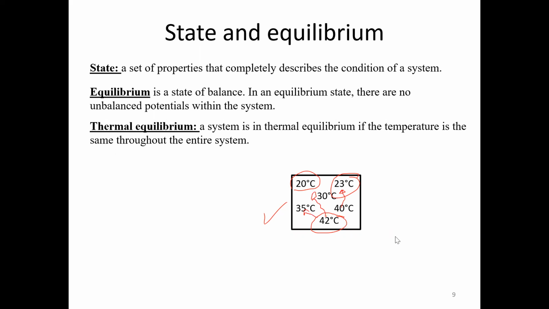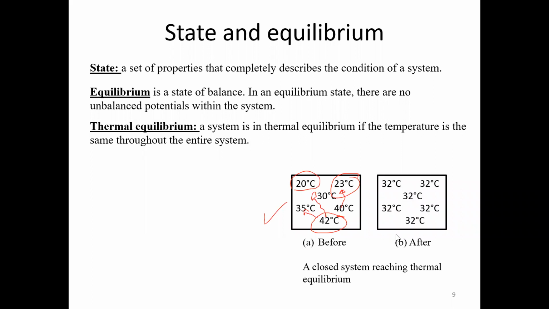So after a while, if you leave this for a while, you'll find that all the parts of the space, for example, stand at 32 Celsius, which means that we reached the state of equilibrium. So the temperature everywhere in the system is the same.